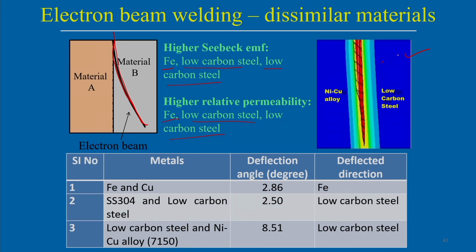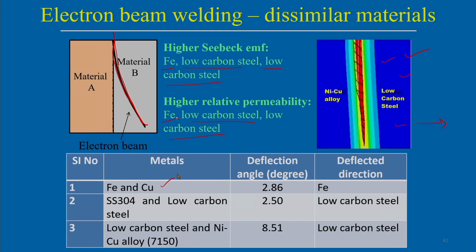See, this is the simulated one, and we can see the low carbon steel. The beam actually gets deflected towards the low carbon steel, not exactly focusing on the interface. So, some part may not be able to join at the interface. This is the typical nature of joining dissimilar metals using the electron beam welding process. So, we can look into all other combinations of the materials.